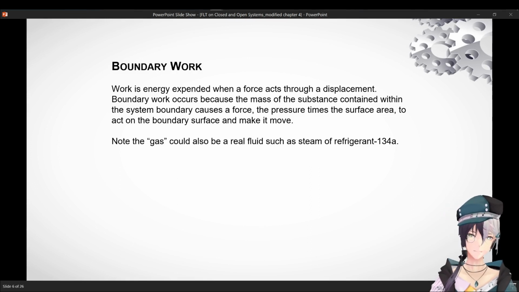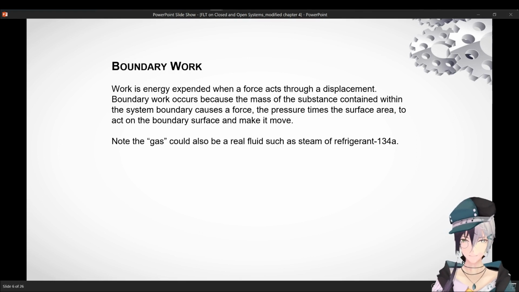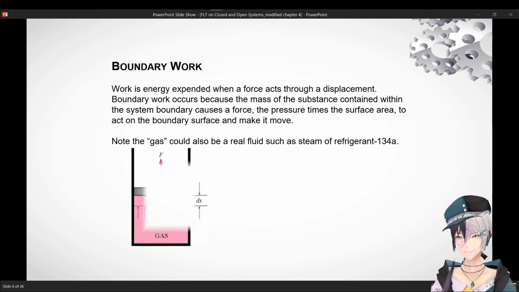Now we have this term boundary work. Boundary work is a kind of work expended when a force acts through a displacement. So there is displacement. Let's see over here.